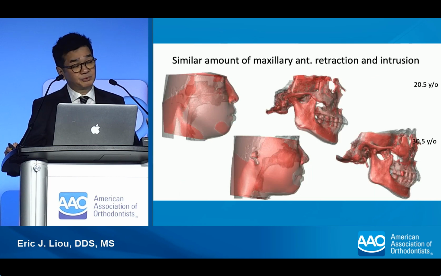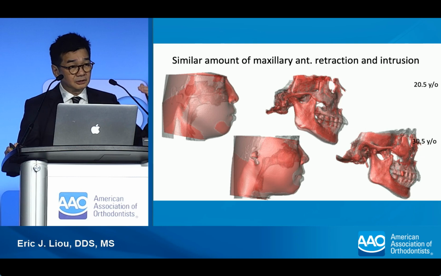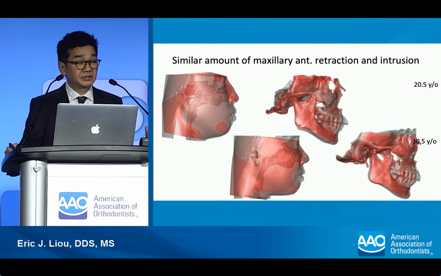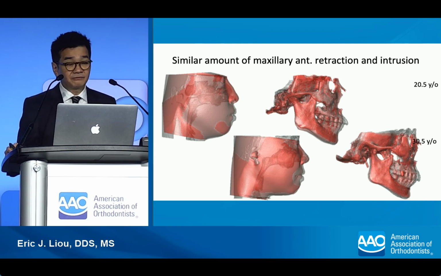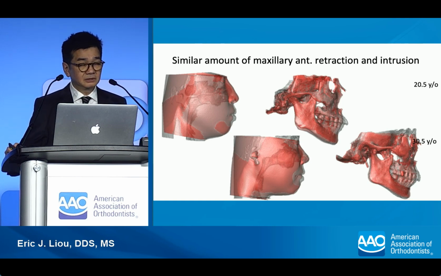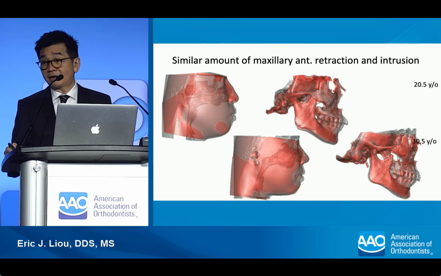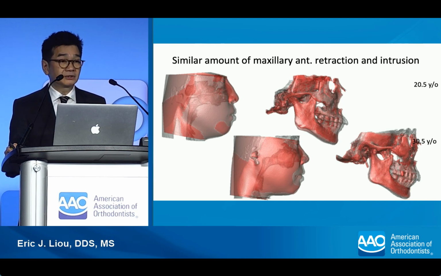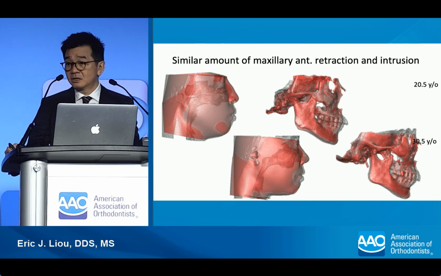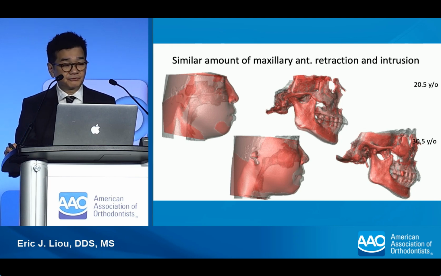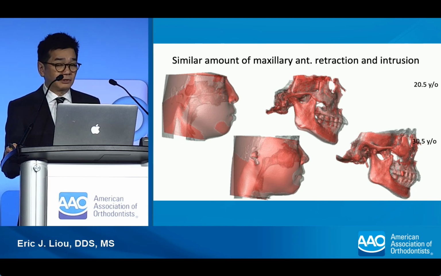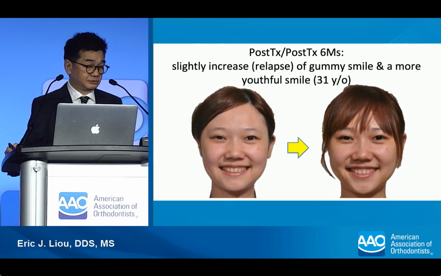So let me put the superimpositions all together. The upper row is the younger one, and the lower row is the older one. You can see the amount of upper lip and lower lip retraction was similar. The amount of upper anterior teeth retraction and intrusion was also quite similar, but they ended up with a different thickness of the upper lips.